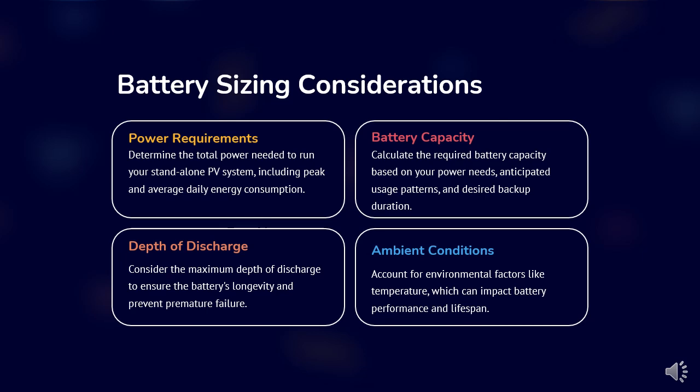Battery sizing considerations. Power requirements. Determine the total power needed to run your stand-alone PV system, including peak and average daily energy consumption. Battery capacity. Calculate the required battery capacity based on your power needs, anticipated usage patterns, and desired backup duration. Depth of discharge. Consider the maximum depth of discharge to ensure battery longevity and prevent premature failure. Ambient conditions. Account for environmental factors like temperature, which can impact battery performance and lifespan.